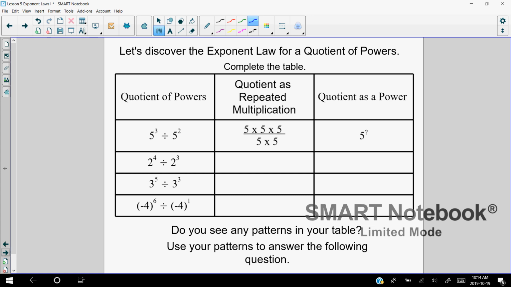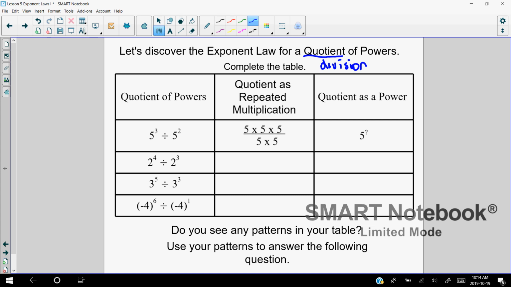So this is the quotient of powers, the law of quotient of powers. Quotient means division. So last slide we were talking about multiplication. This slide we're talking about division. So the first one's already started for us. We have 5 to the power of 3 divided by 5 to the power of 2. So then there are 3 5s on the top of my fraction and 2 5s on the bottom.